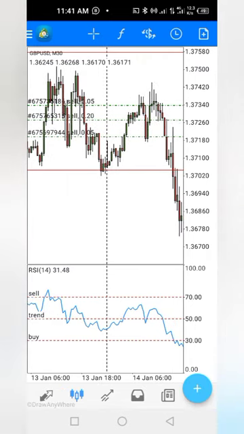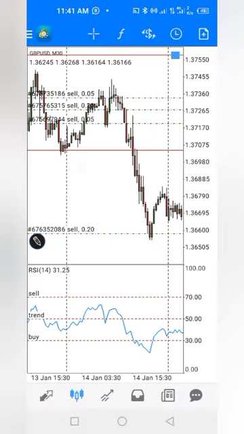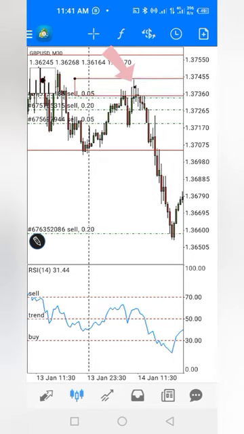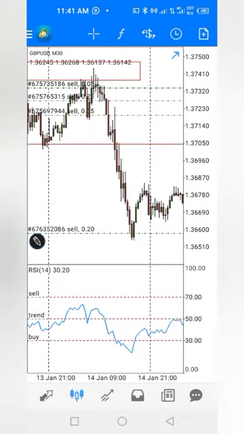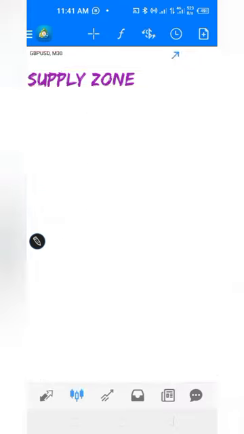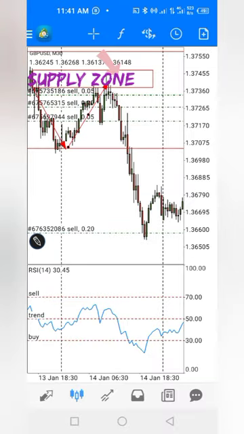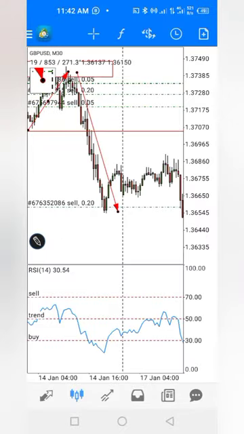I pick my zone right here, where I was expecting the market to drop and move back up. After testing this zone, it didn't break, so it is logical to believe that the market is going to drop from that zone.